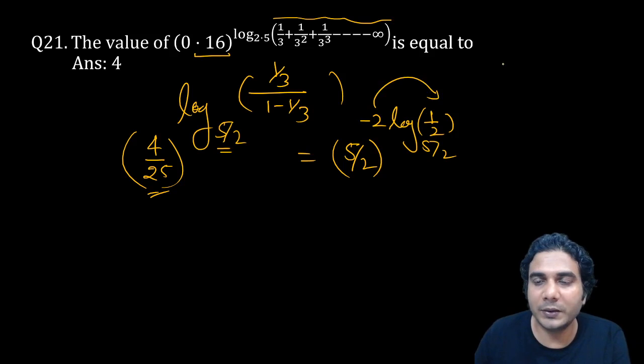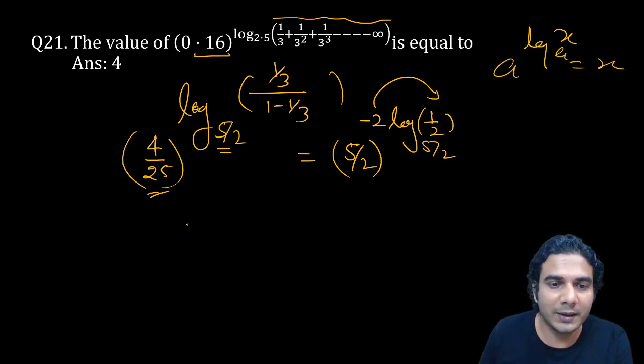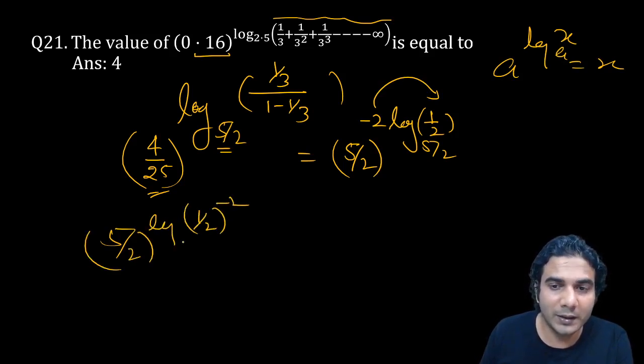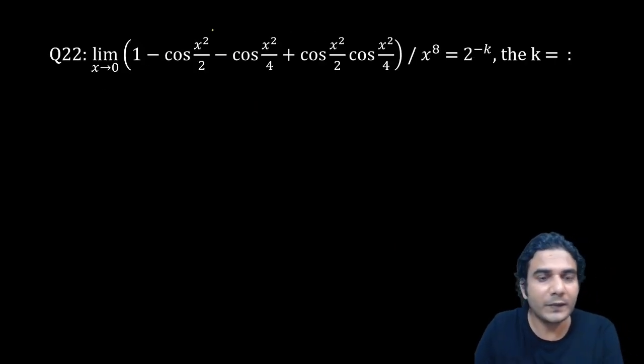And then you can write using this property, a raised to log of x base a is nothing but x, right? So it is going to be 5 by 2 to the power minus 2 times log of 1 by 2 to the base 5 by 2, and it is going to be 1 by 2 raised to minus 2, which is nothing but 4. All right, so it is integer type. 4 is the answer in this.